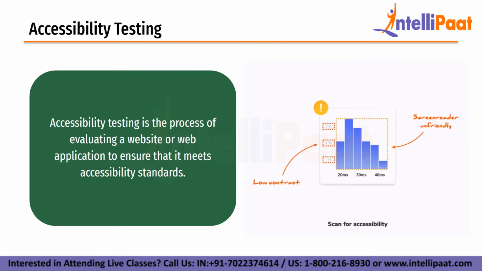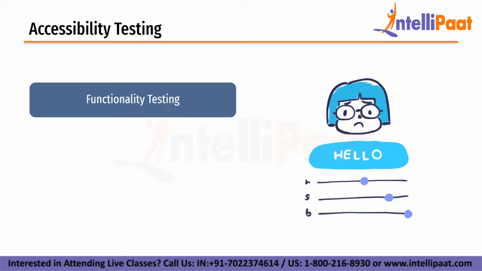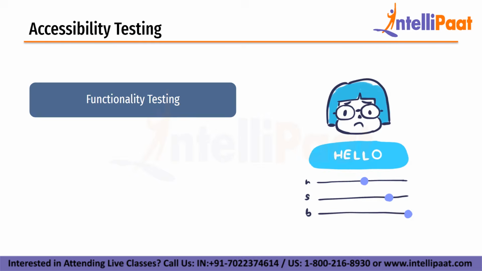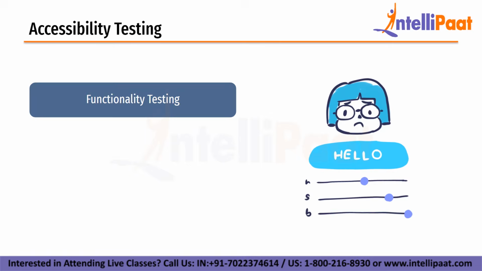Automated testing can be faster and more efficient than manual testing, but can also produce false positives or miss certain types of accessibility issues. There are several different types of accessibility testing that can be conducted. Let us take a look at those. Starting with functionality testing. Functionality testing evaluates whether the website or application is fully functional and usable by people with disabilities. This includes testing with assistive technologies to ensure that all interactive elements can be accessed and used, and that all content is presented in a clear and understandable way.